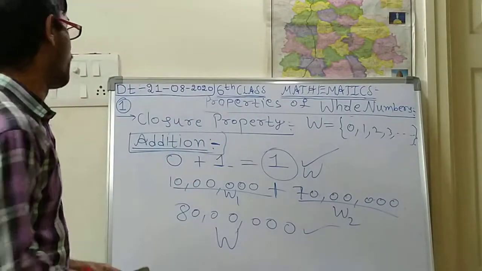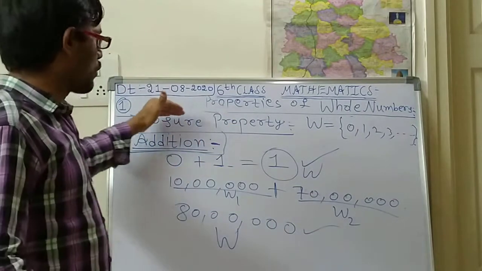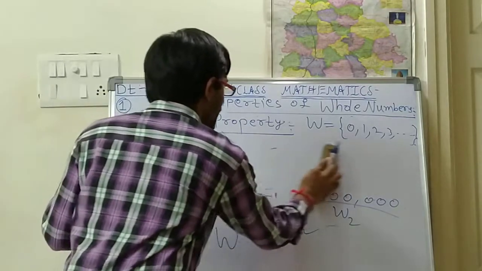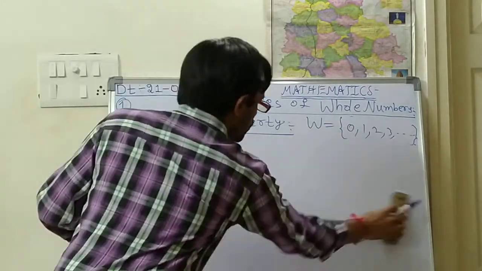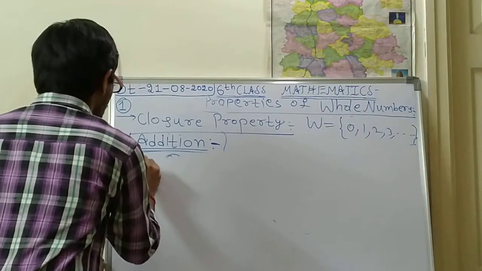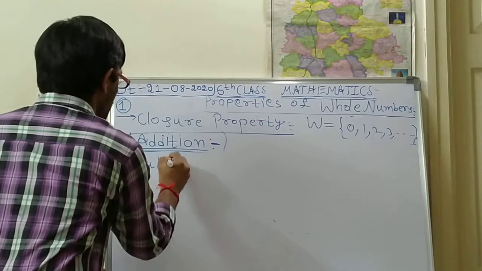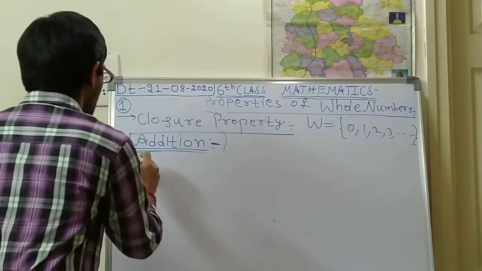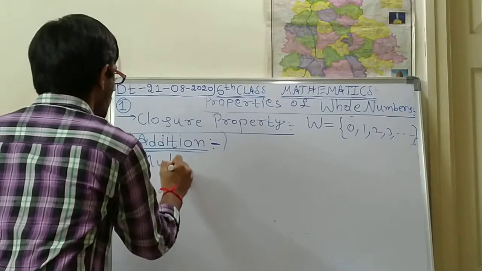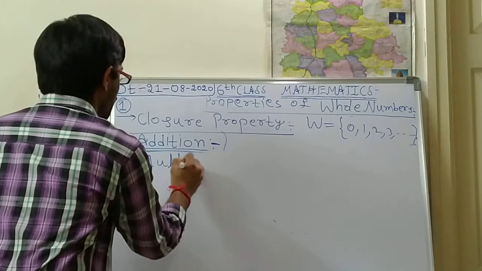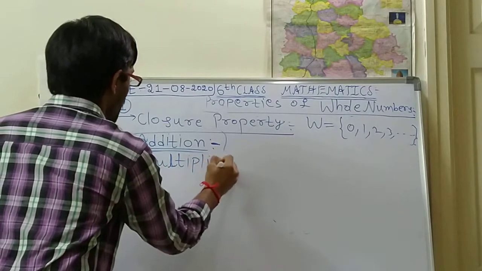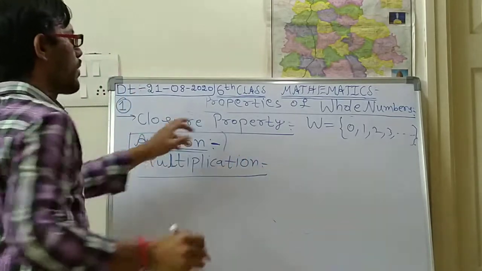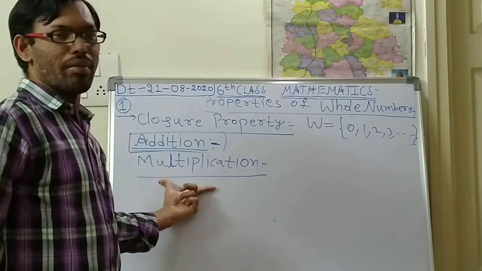Okay, so next, after addition, in the closure property, what is the next basic operation? After addition, now we have to check subtraction. But instead of subtraction, first of all, we shall check multiplication. So, the closure property of whole numbers under multiplication.